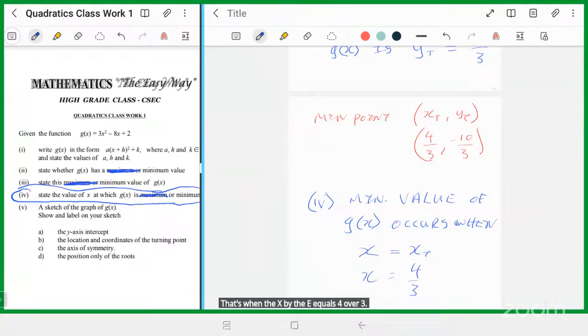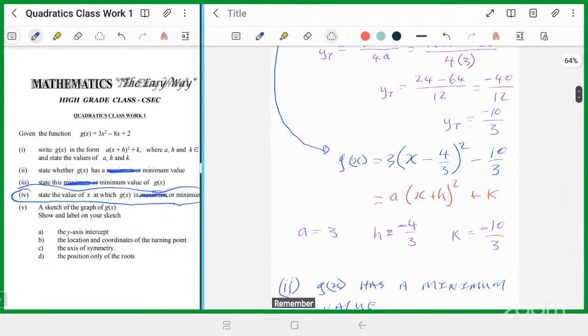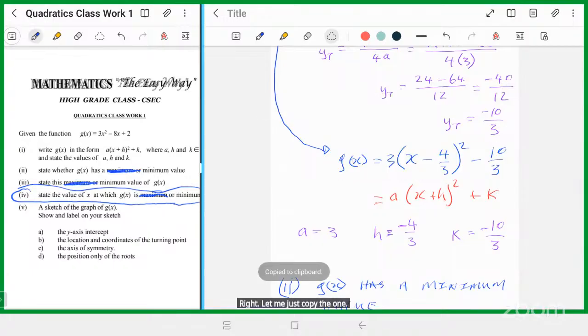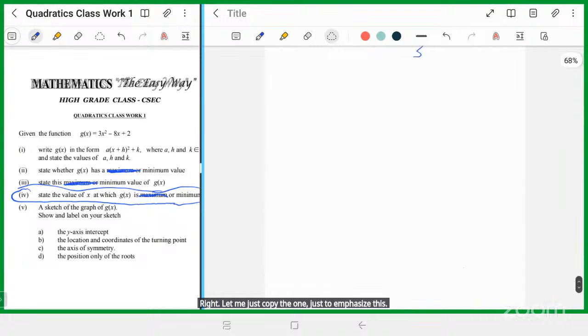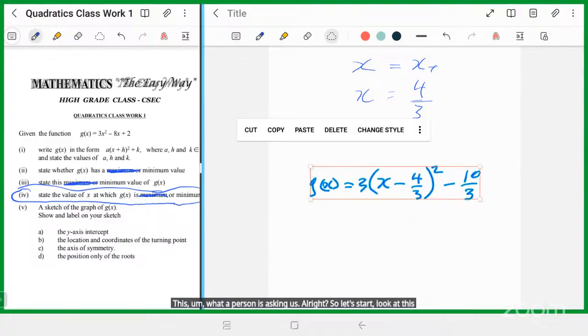Let me prove it here now, so we can get a clear understanding of it. Now remember that the function in vertex form is this. I'm going to copy it down. I want to copy all of this, just to emphasize what the question is asking us. All right. So let's look at this function right here now.